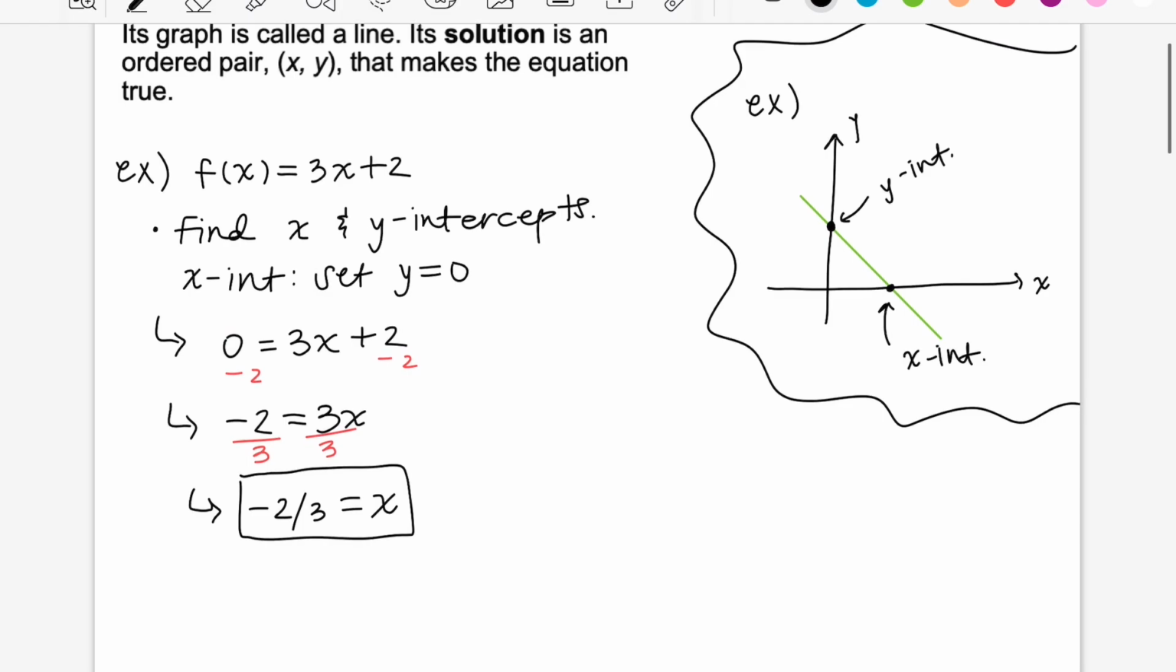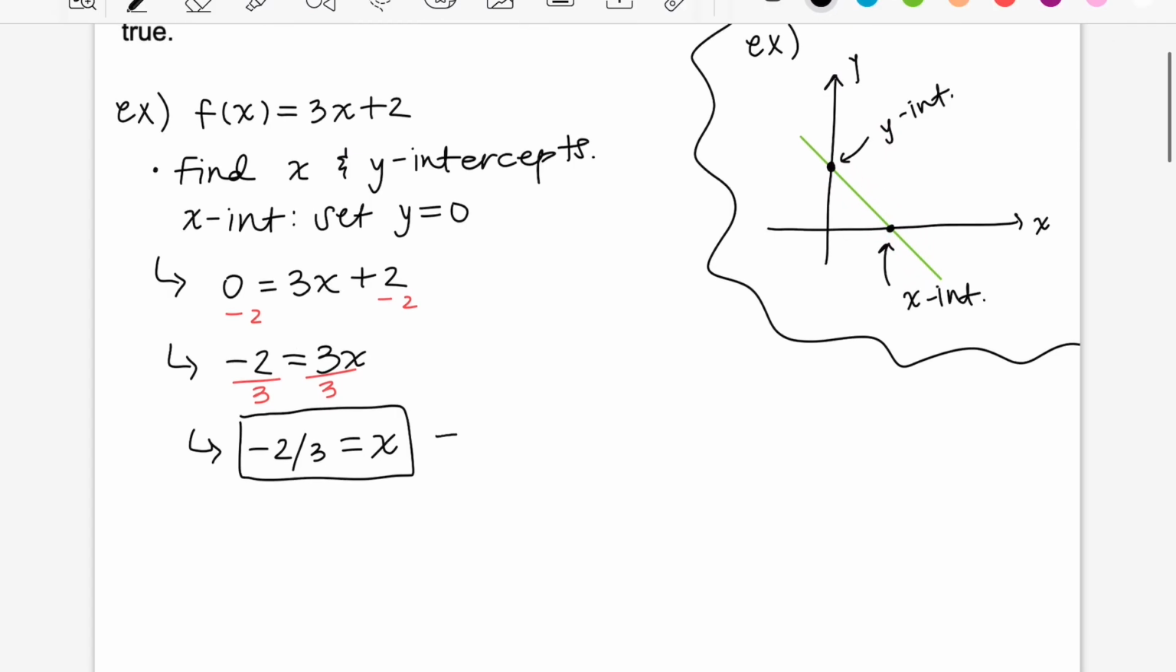And so this means when x is equal to negative 2/3, our y value is going to be 0, and that is our x-intercept. This is also called our 0 or root of our function.